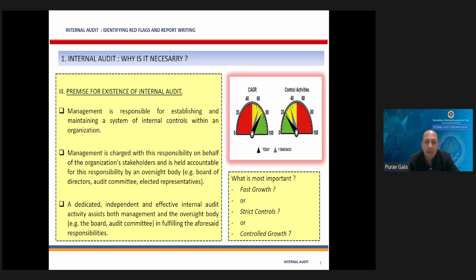And in turn, the management will appoint an auditor. An effective internal audit will assist both the management as well as the oversight body, maybe the board, the audit committee, in fulfilling the aforesaid responsibilities. What is important, friends, is not fast growth or strict controls. It is controlled growth for an institution or a company, which is very, very important from a sustainability perspective.